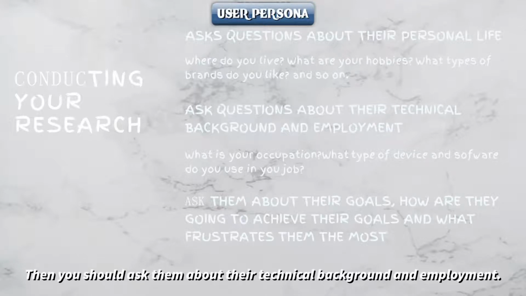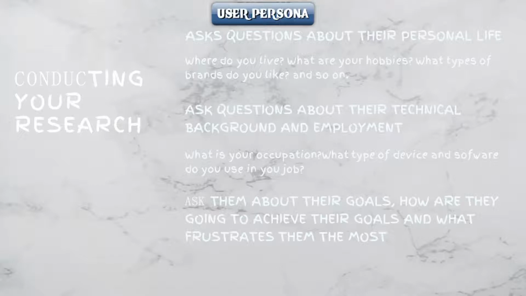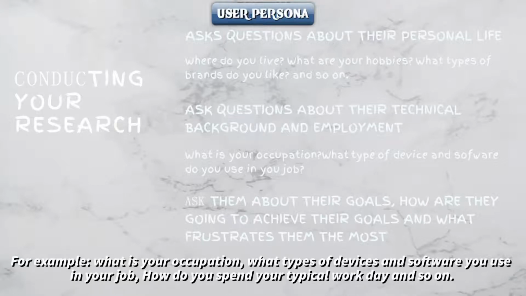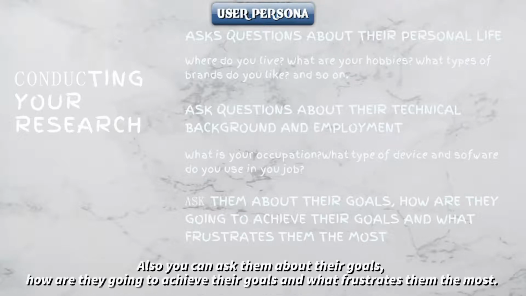Then you should ask them about their technical background and employment. For example, what is your occupation? What type of devices and software do you use in your job? How do you spend your typical work day, and so on. Also, you can ask them about their goals. How are they going to achieve their goals, and what frustrates them the most?